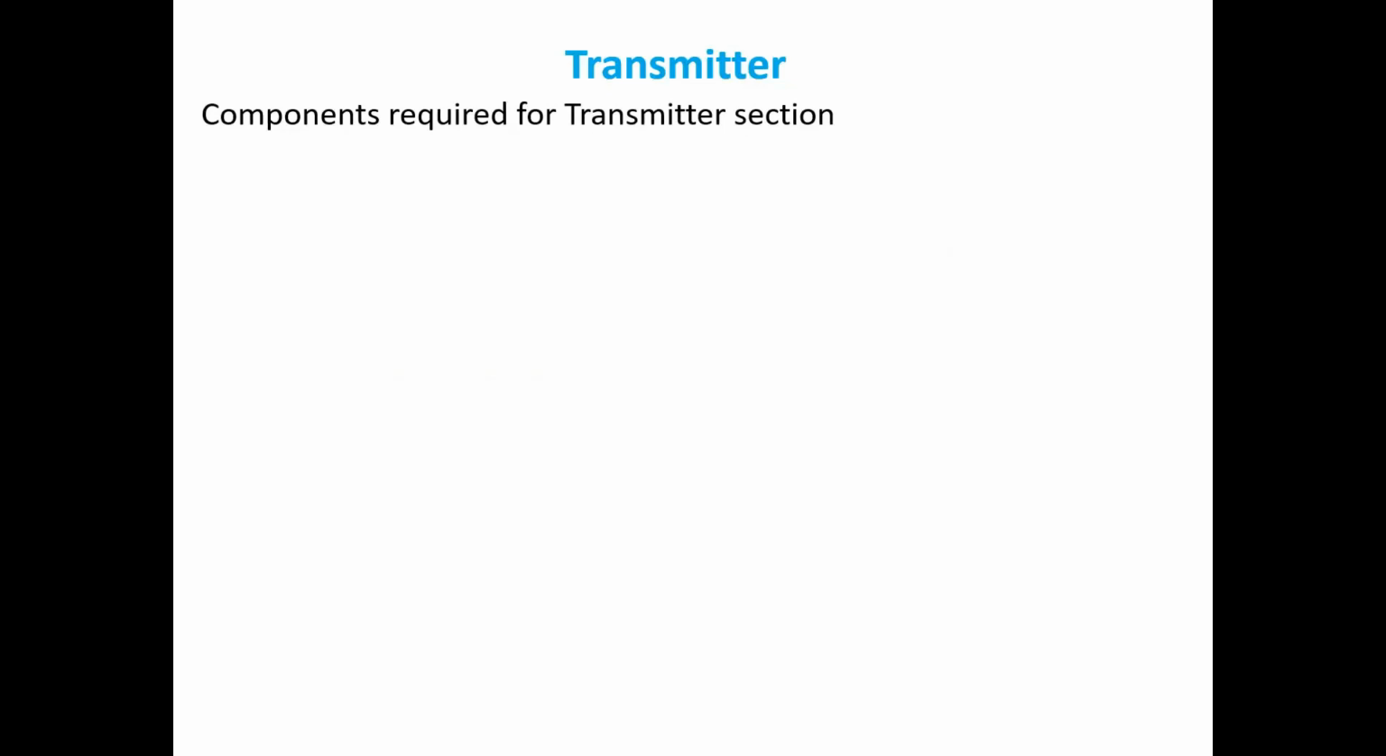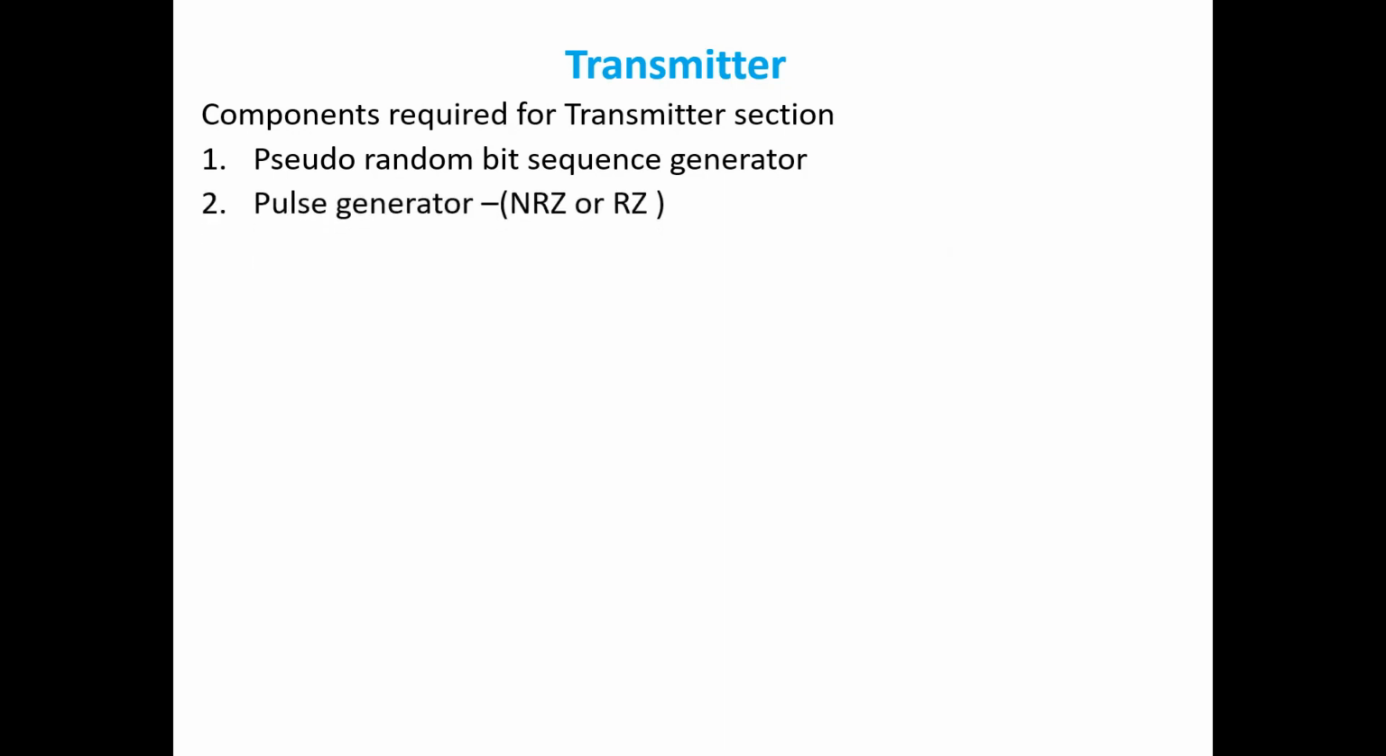Transmitter. For a transmitter, you need certain components. The components I am using, because it's a basic tutorial, so I'm not going into very complex things. Here you can see the first thing you are going to use is the pseudo random bit sequence generator. You can use another one also, but I'm preferring this. Then second is the pulse generator. I'm using NRZ, non-return to zero, and you can use others also, depending upon the knowledge of your domain. Then I'm using an oscilloscope at various stages to check which signal I'm actually using.